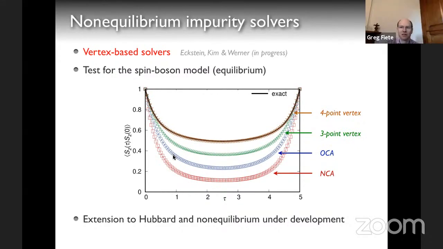Can I ask a quick question here, Philipp? Yes, please. So the exact, that's continuous time quantum Monte Carlo, or what is? No, that's actually an exactly solvable problem. Just a spin coupled to a single boson mode. So we solve it by exact diagonalization in this case. Okay. So this was just a kind of a test.